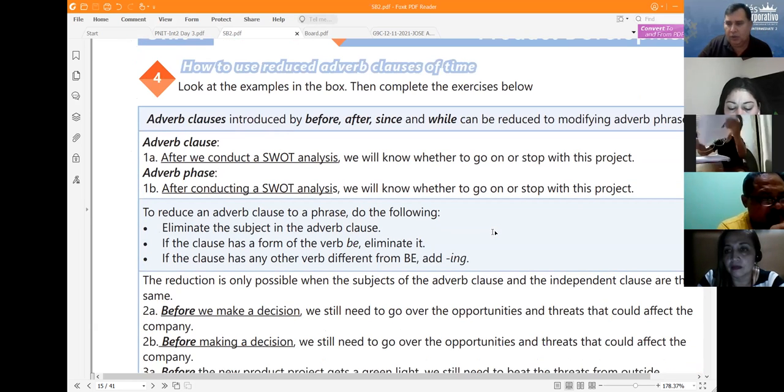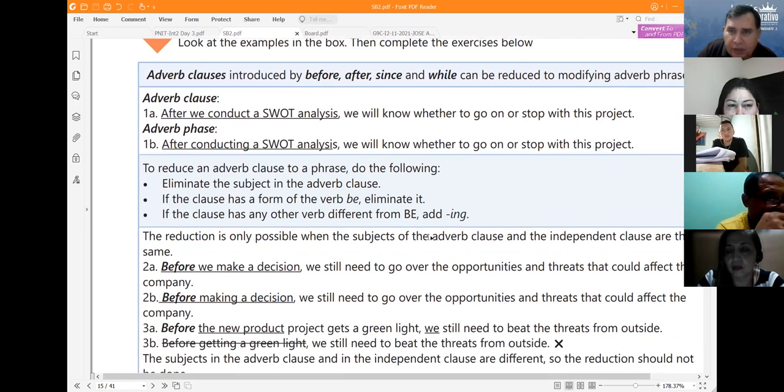This is the reduced adverb clauses of time. Okay. I'm going to read how this works, but first we're going to read. Let us read what it says, and then I'm going to explain what it means, because one thing is what it says, another thing is what it means. Okay, adverb clauses introduced by before, after, since, and while can be reduced to modifying adverb phrases.